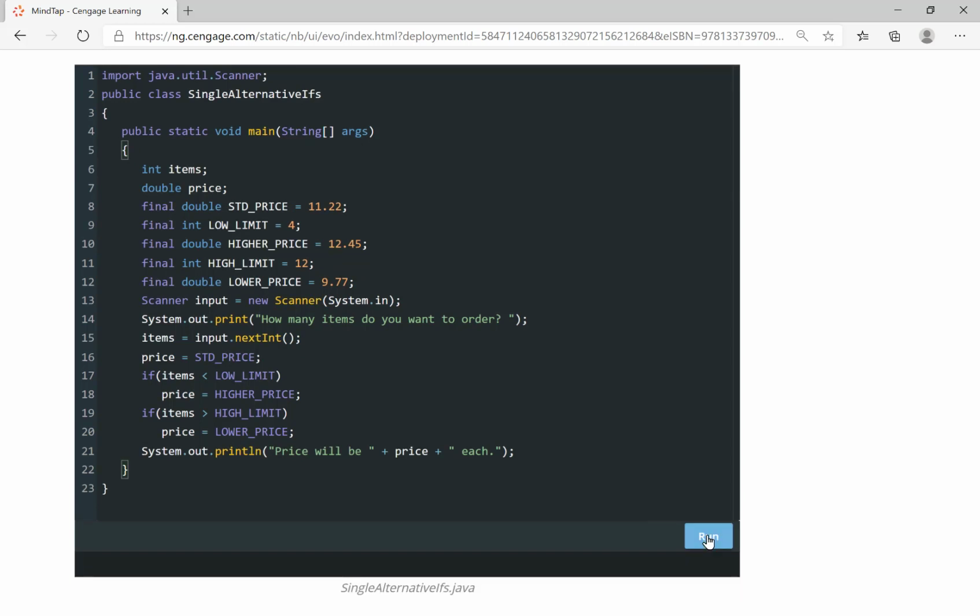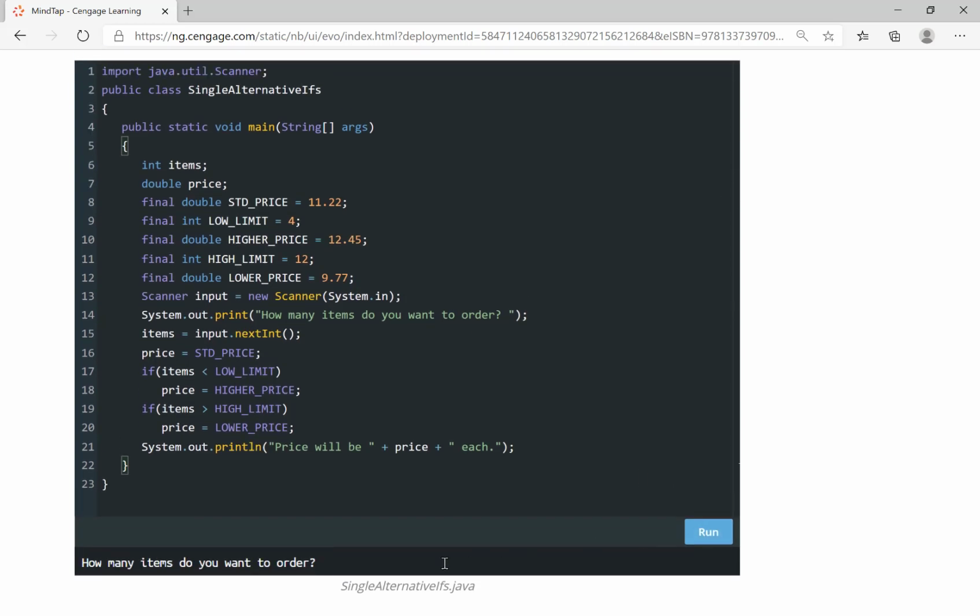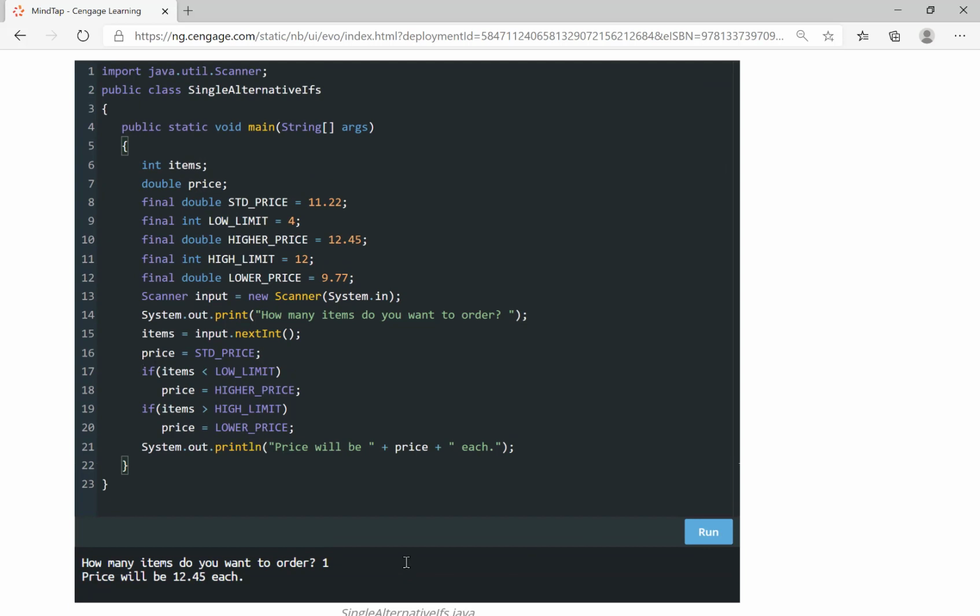So let me run it again because I want you to get the idea that you're going to get different output. Let's say I'm only buying 1 item and I hit run. Do you see that the price will be $12.45? Why? That's the higher price because, let's see logically why. 1 is less than the lower limit. Oh, so line 17 was true this time. So that's why we paid the higher price of $12.45.